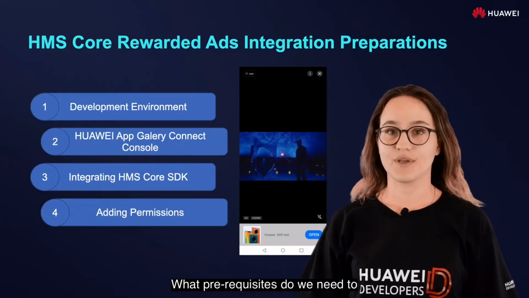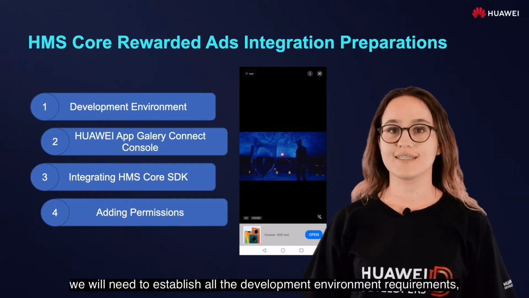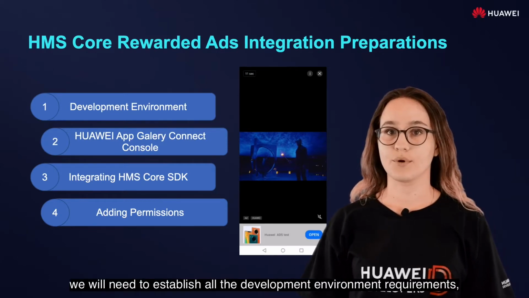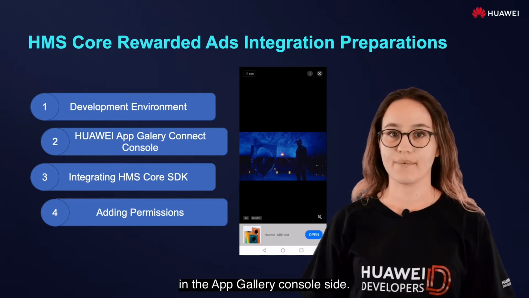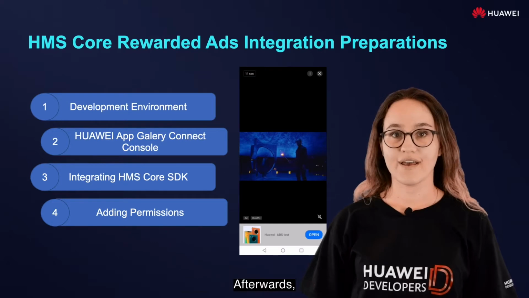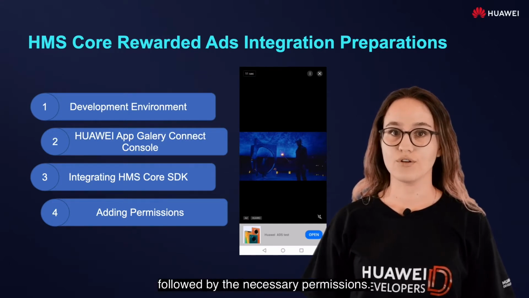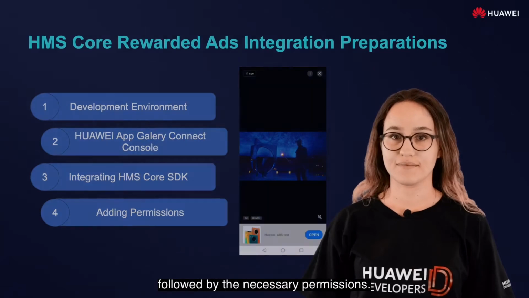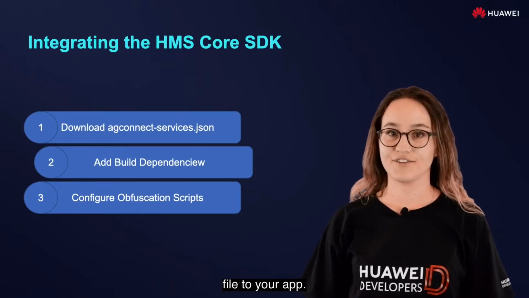What prerequisites do we need to start integrating a reward ad? Well, first, we will need to establish all the development environment requirements. Then we need to conclude all the necessary steps in the AppGallery console side. Afterwards, we will need to integrate the HMS Core SDK, followed by the necessary permissions. You also need to add the agconnect-services.json file to your app.